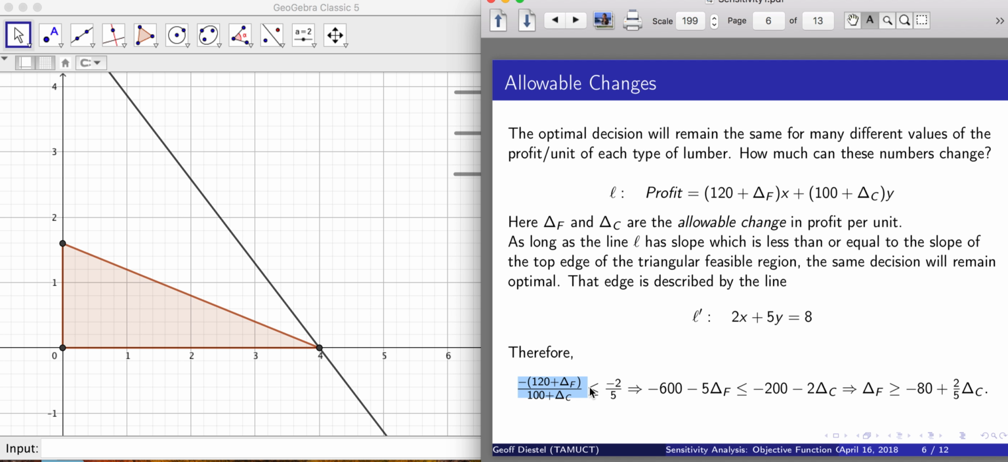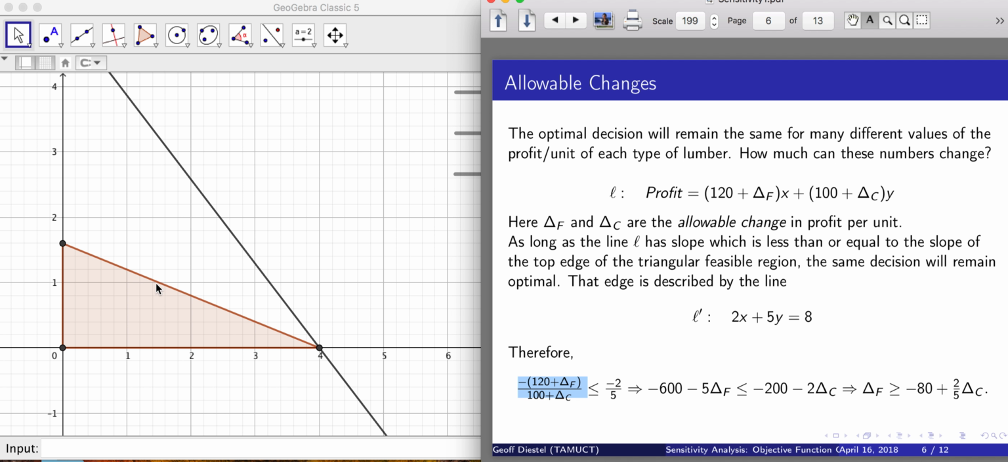So the slope of our generalized profit equation with our allowable changes in place is just negative (120 plus delta F) divided by (100 plus delta C). So as those numbers delta F and delta C change, the slope of that line changes. So what do we want to know? We want to keep that slope, in this case, less than or equal to the slope of the top edge of our triangle.